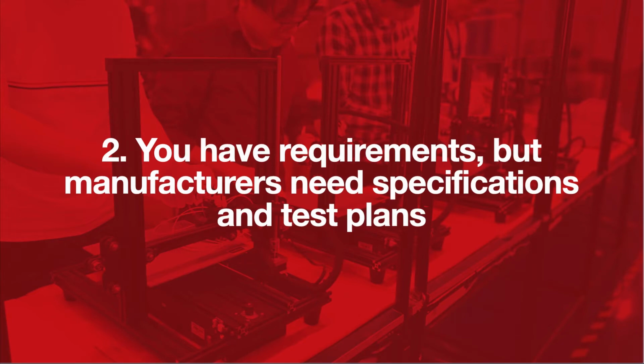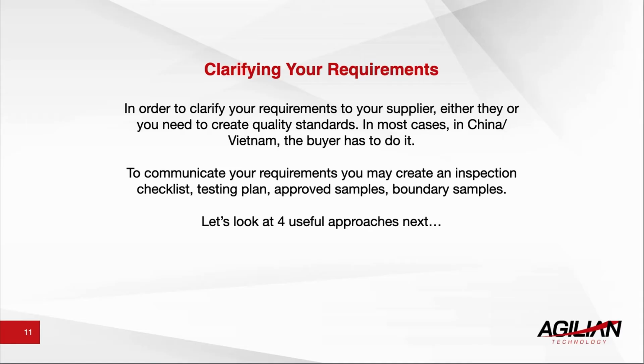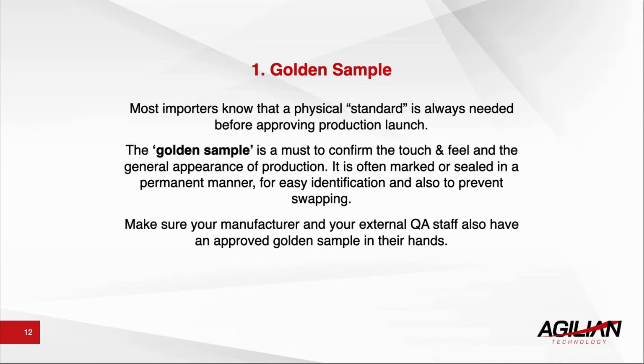Okay, you can't just say, it should work in cold weather. No, it has to be really, really specific. And you also need to clarify what you can accept and cannot accept. Okay, so here's 4 sort of approaches. So the first one is to get a golden sample and approve it. That's great for the touch and the feel of the product and the aesthetic look. And obviously there should be one in your hands, one in the supplier's hands, and maybe one in your inspector's hands at the very least.